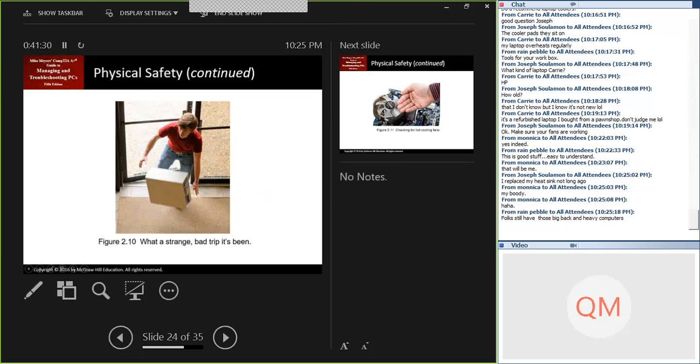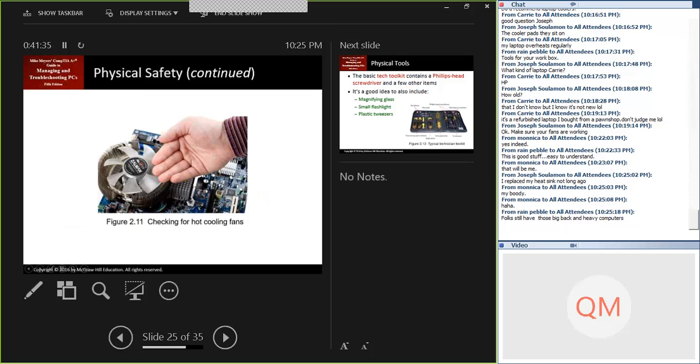So you need to watch your step, especially when you're carrying stuff and can't see in front of you or can't see your feet. And the cooling fans and stuff like that. Gotta watch it. There are a lot of components inside of a computer or printer that are very, very hot. So you have to be careful. Let them cool off before you start your work.